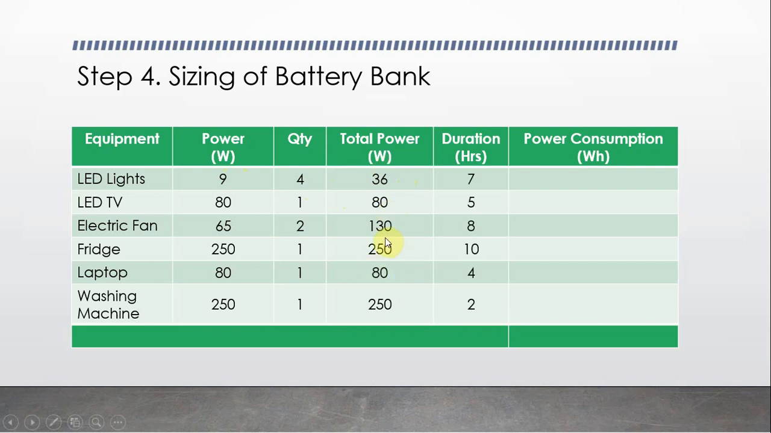Next, we'll list down the duration at which we operate this equipment. So for example, for LED lights, we will use it for 7 hours, TV 5 hours, fans for 8 hours each, for the fridge 10 hours, laptop 4, and a washing machine 2 hours for the laundry. Now we shall multiply this total power by the duration, and we'll have the power consumption for each equipment type. We sum this all up and we have the total power consumption of the equipment that will run on batteries.